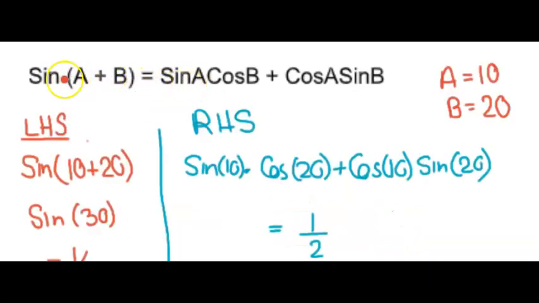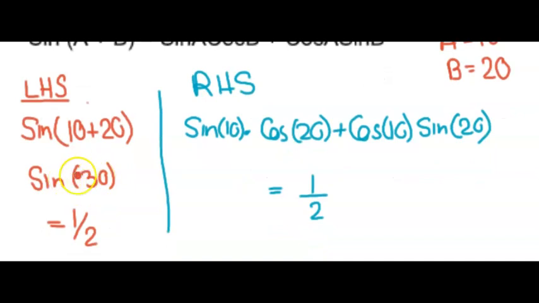Let's say we have sine 10 plus 20, which is sine 30. I break it down into 10 plus 20, and I want to write down that this is sine 30. So sine 30 is half. If you do it in the calculator, you will get the answer half.